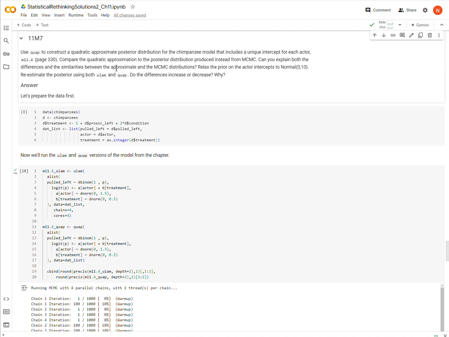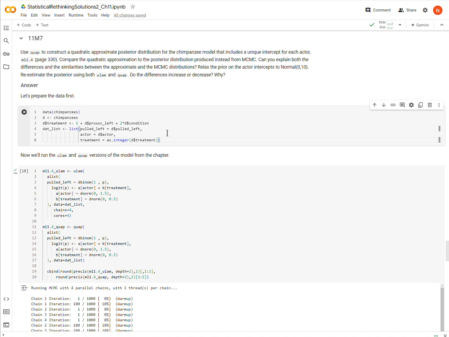Here we're going to compare a model that we saw earlier in the chapter using both quap, quadratic approximation, as well as Markov chain Monte Carlo with the ulam function. So we're going to look at the chimpanzee data. I've just copied and pasted this from the chapter. So we're getting our data ready.